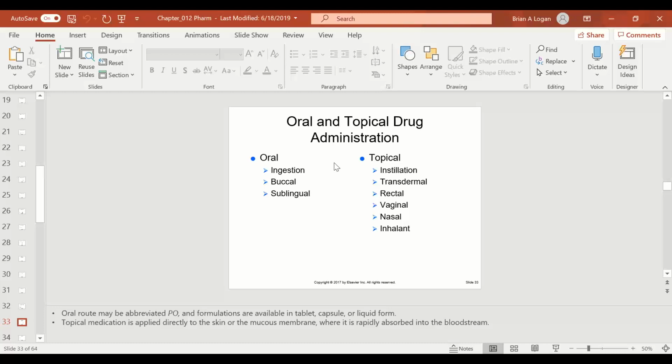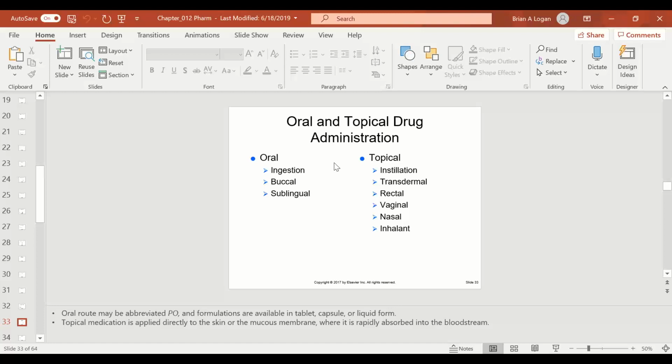Topical means it's going right on top of something. Usually topical is right on the skin, but we can place things topically on top of structures inside the body too. But an instillation, that's a mixture, it's a liquid. Liquid is something you drink, right? Transdermal would be like a patch, like the nicotine patches. Trans means it's going through the skin.